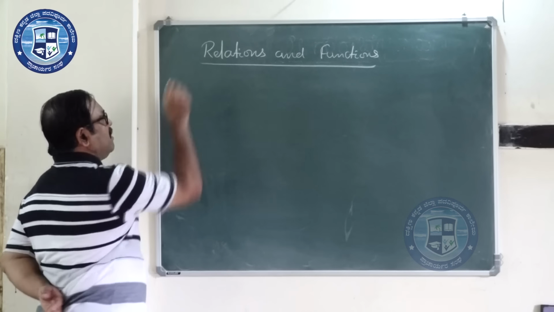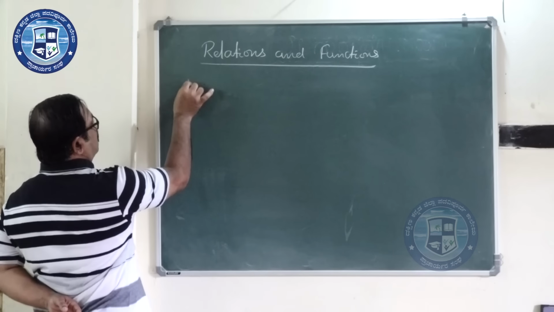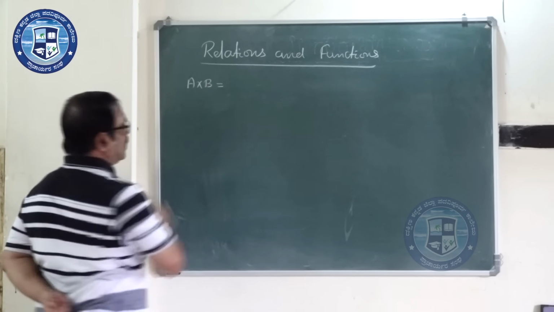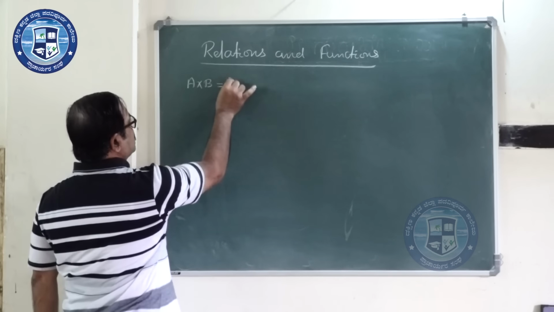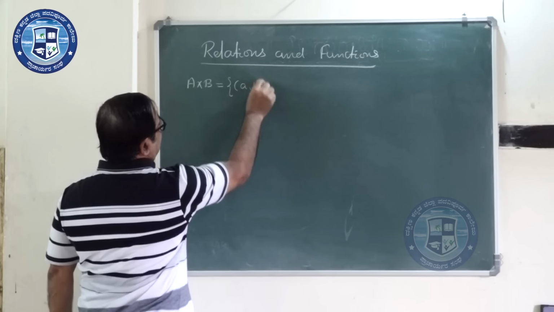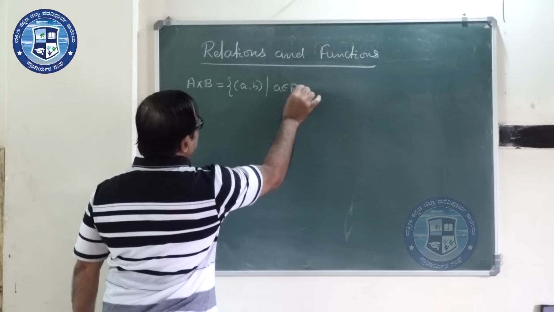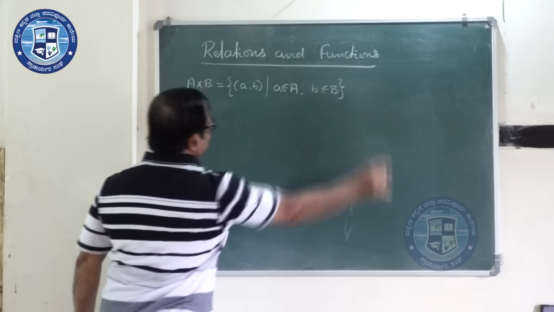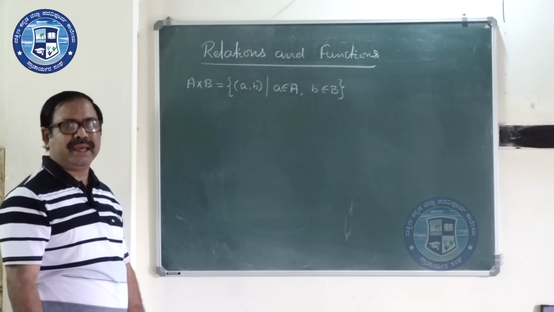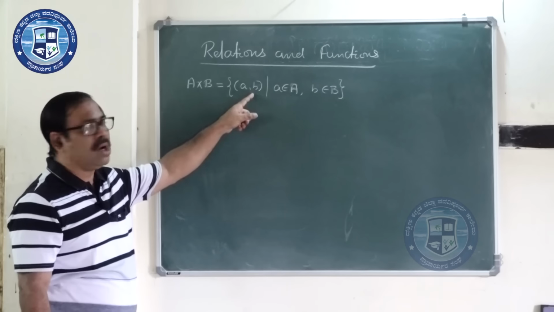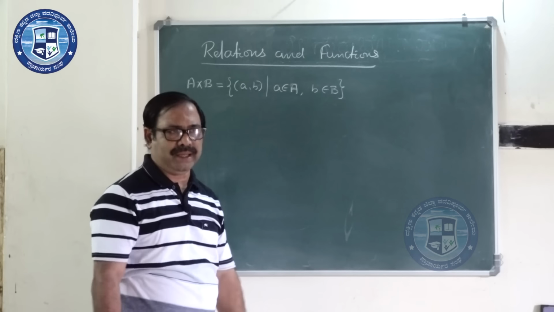See, before beginning with relations, let me just write the product A cross B. Consider two non-empty sets A and B. A cross B is the set of all (a, b) such that a belongs to A and b belongs to B. So, A cross B, the Cartesian product of A and B, is given by the set of all ordered pairs (a, b), where a belongs to A and b belongs to B.